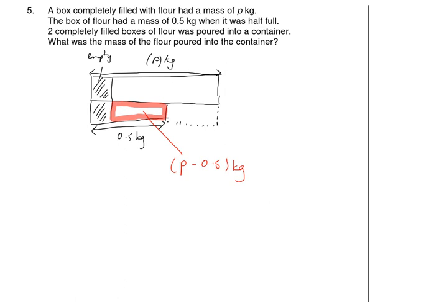Correct or wrong? So if you have 4 times of this, you will be doing 4 multiplied by P minus 0.5, right? Correct or wrong? Okay. Isn't this equal to 4P minus 2? It is, right? Which means that the answer here is 4P minus 2 kg. 4P minus 2 kg.